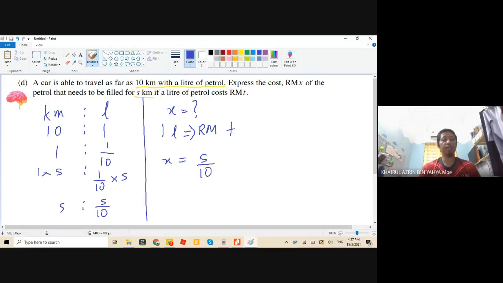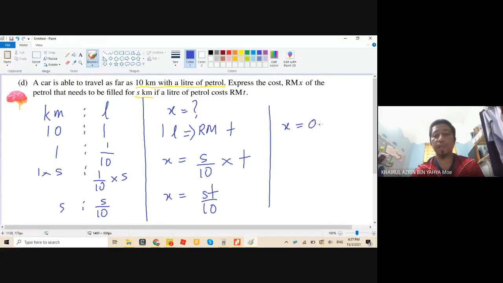For S kilometers, we need S over 10 liters of petrol. Where 1 liter equals T. So therefore, we can write X equal to ST over 10. Or if you want, you also can write X equal to 0.1 ST. Both answers are correct. This one okay, this one also okay.